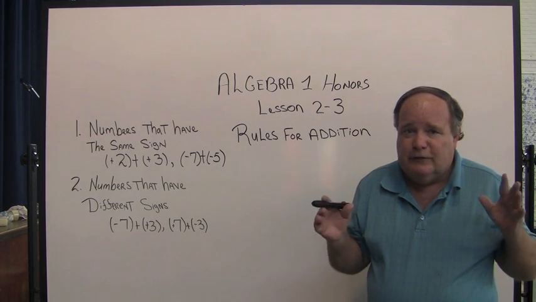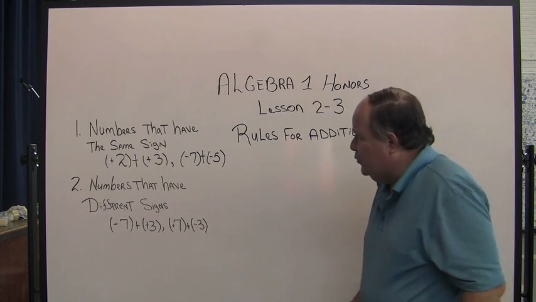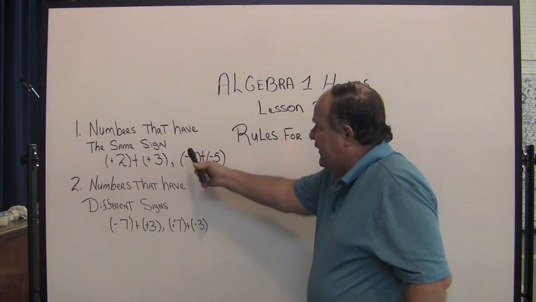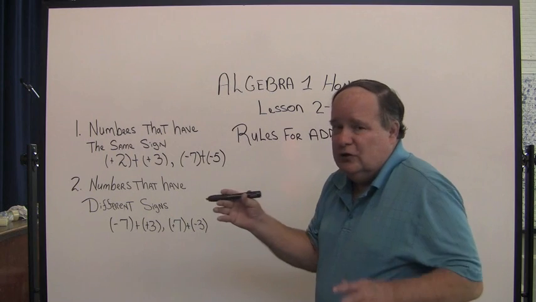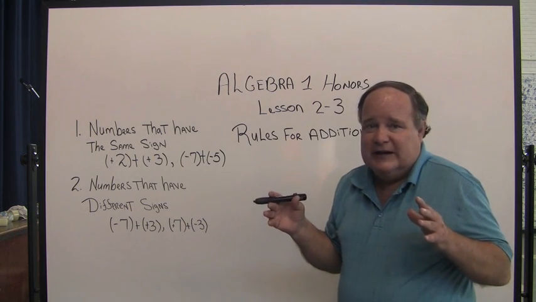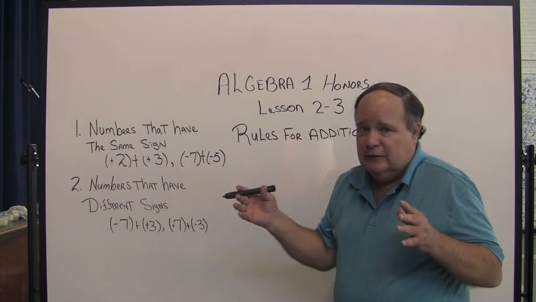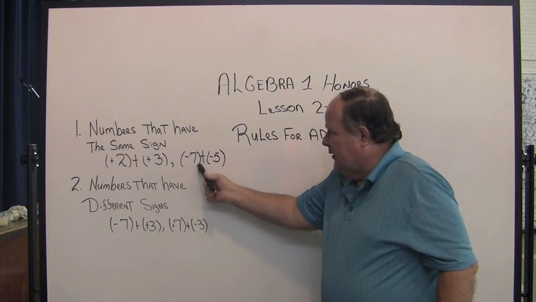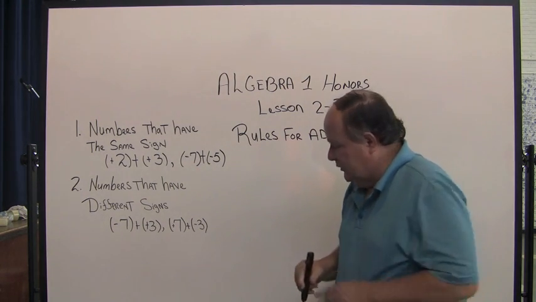Let's look at the very first rule. The very first rule entails signs that are the same. We have 2 numbers that we're adding together that have the same sign, either positive or negative. And here's what the rule says.